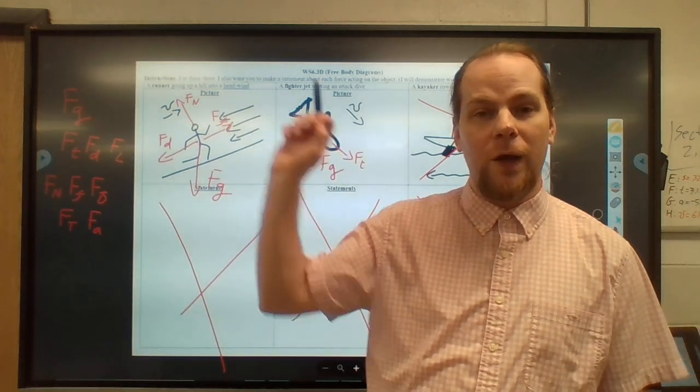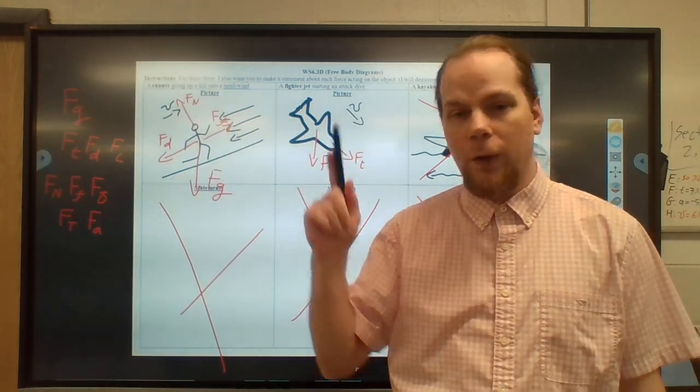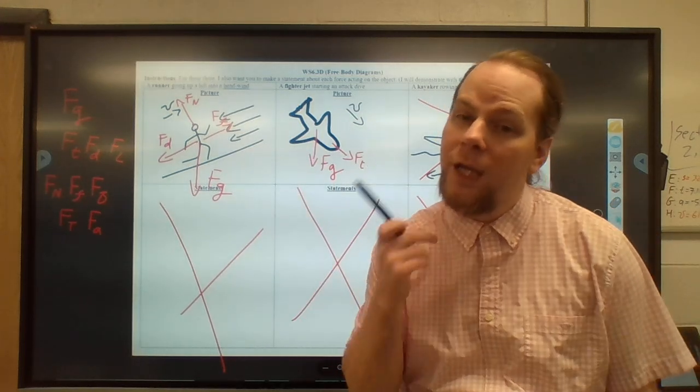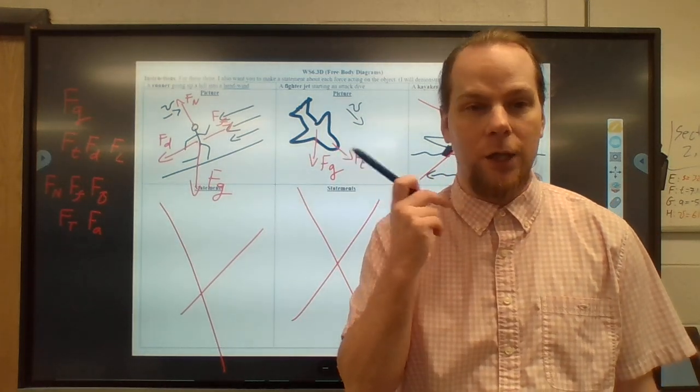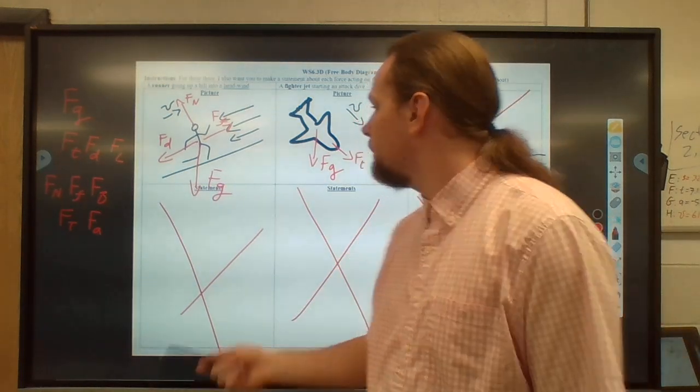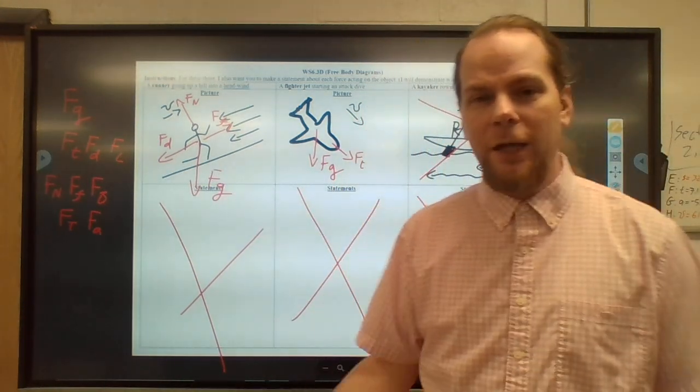Yes, the exhaust is coming out the back, but this is asking, when we're drawing a free body diagram, what direction is that thrust pushing the jet, the plane here? And it's pushing that jet forward. Okay? Then we have drag and lift.